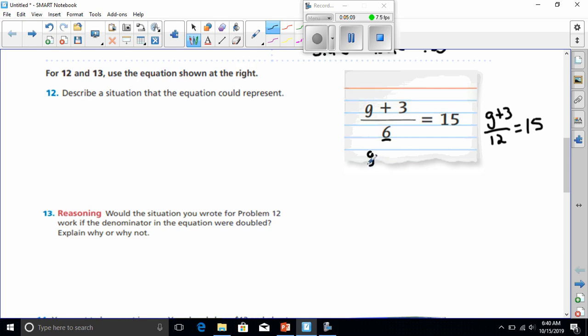So I'd have a new equation of g plus 3 equals, well, 15 times 6. Well, I know 15 times 2 is 30. So 15 times 6 is going to be 90. Then I would have to realize I'm going to have to subtract 3 from this side, which means I would subtract 3 from this side. And now I would have g equaling 87. Everyone see how that works? First, since I'm dividing by 6 over here, I'd have to multiply by 6 over here and by here.